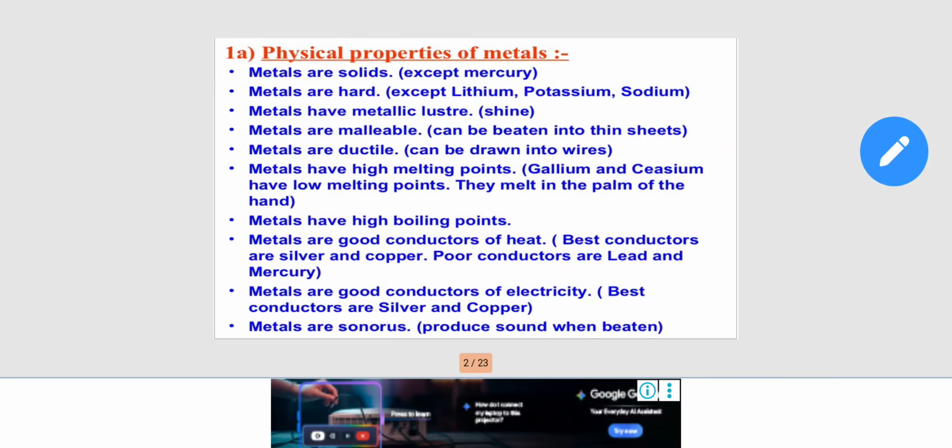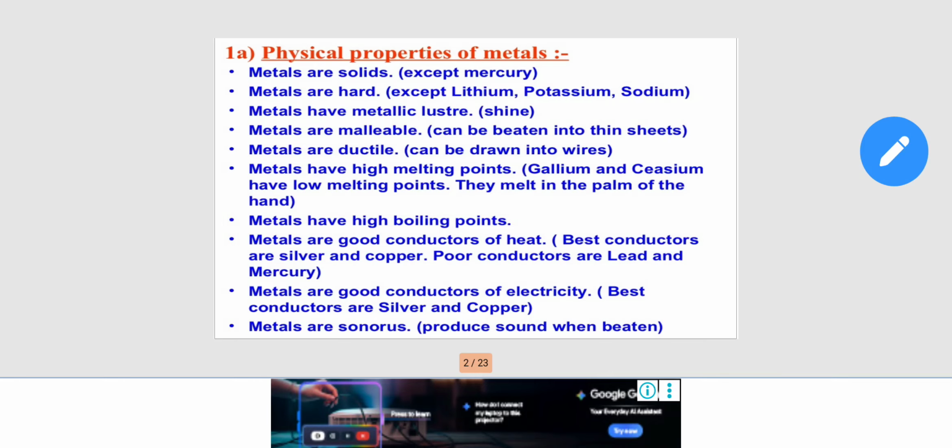First, metals are solid except mercury. Metals are hard except lithium, potassium, and sodium. Metals have a metallic luster, meaning shine. Metals are malleable, they can be beaten into thin sheets. Metals are ductile, they can be drawn into a wire.